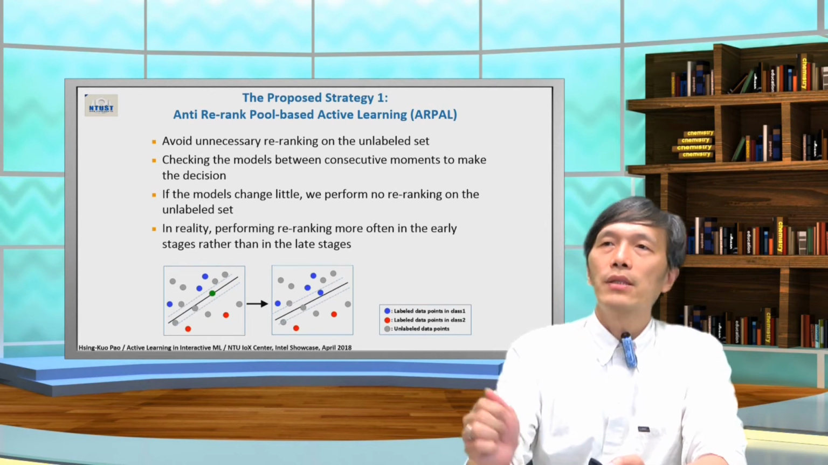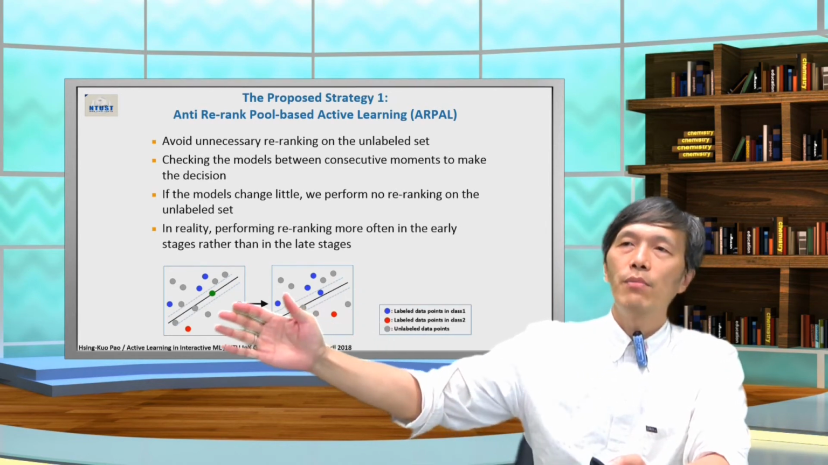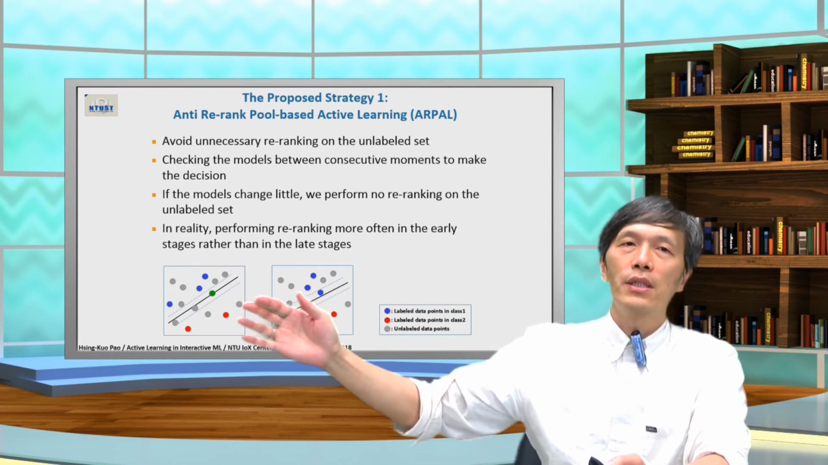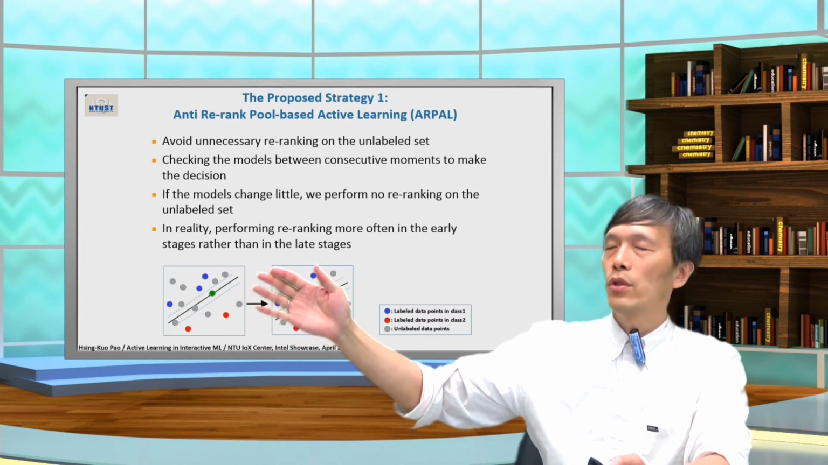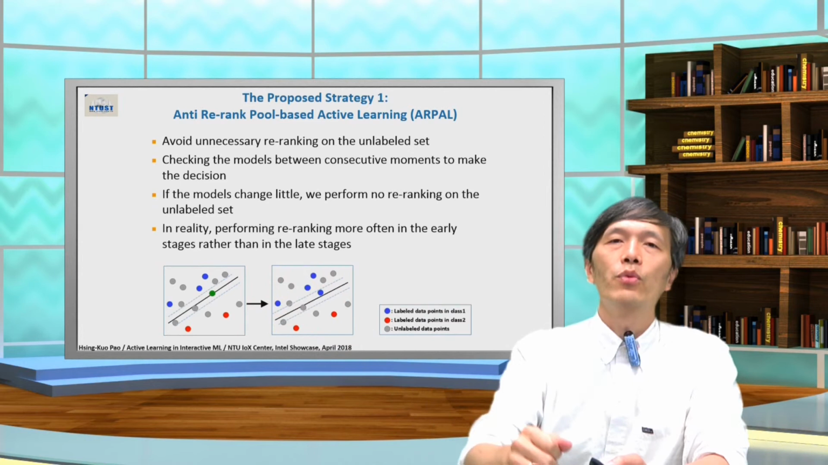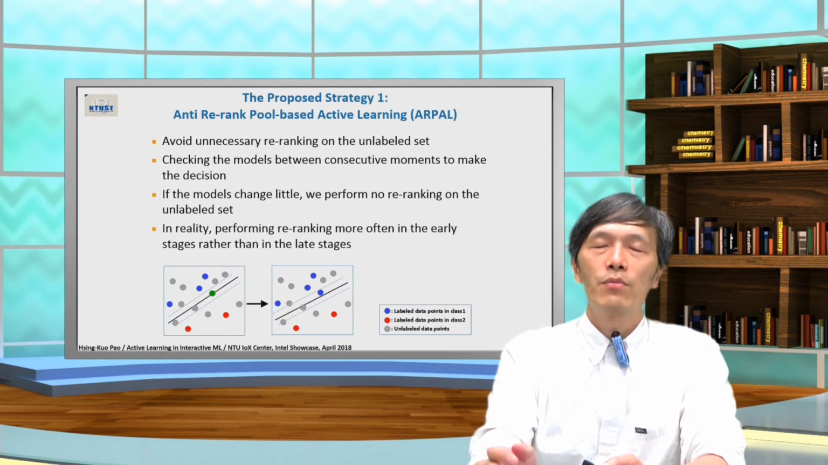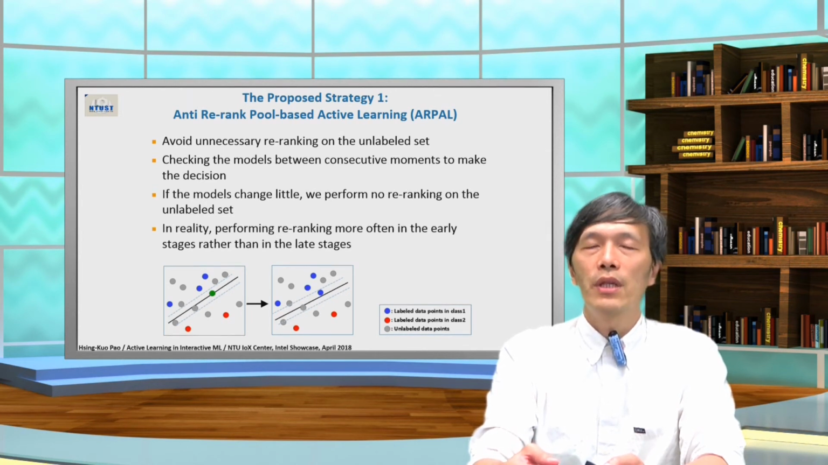strategy. That means that between, let's say, this model and this model, we see that the decision boundary doesn't change too much, right? Just because it doesn't change too much, in the next moment, when we need to ask for some unlabeled data to label, we can almost show that those informative data will be the same. Which means that we don't need to do the uncertainty computation, and also we don't need to do the re-ranking.